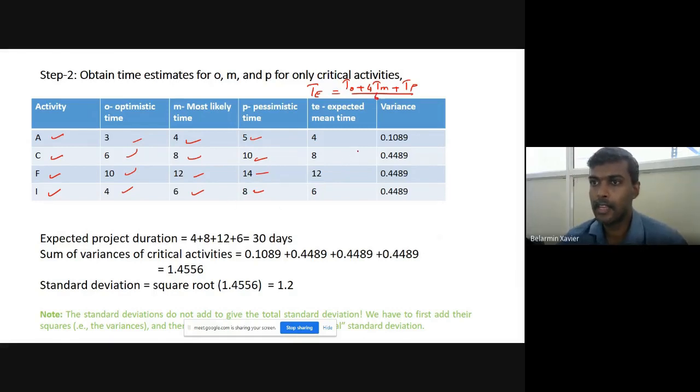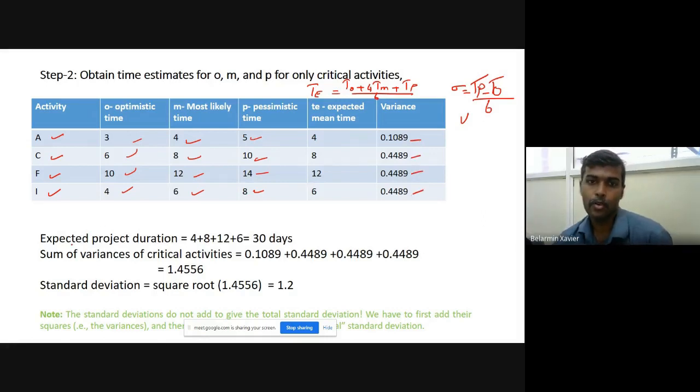Okay, then we need to find variance. In order to find variance, we need to know sigma. Sigma is equal to P minus O, that means pessimistic time minus optimistic time, divided by 6. Clear? So find sigma individually and find variance. Clear? So you will get this variance.